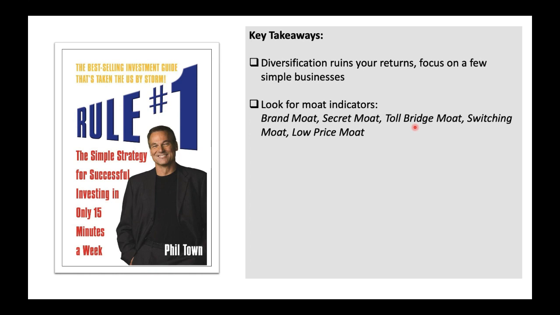Toll bridge moat means a company which has an exclusive control of the market. For example, you can think about Boeing. Boeing is in a very sophisticated industry that manufactures aircrafts, and it is just one of the biggest players in the world. It's not easy to compete with a company like Boeing. There's just one other company, Airbus, in the world, and that's pretty much all. So they have an exclusive control of the market in that sense.